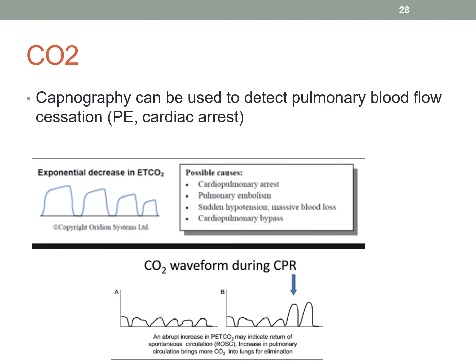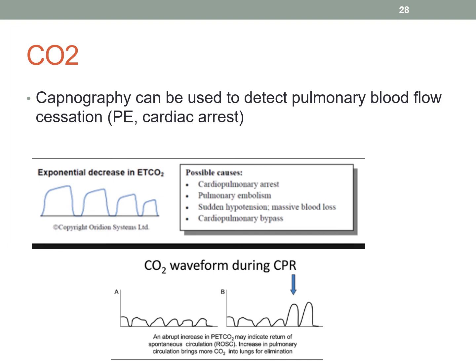So then on the lower diagram, you have an abrupt increase in your end tidal, which may indicate return of ROSC. ROSC is return of spontaneous circulation. An increase in pulmonary circulation is obviously going to bring more CO2 into the lungs to exhale. Okay, so that would be a good sign. Basically, you're actually starting to breathe and have circulation there.